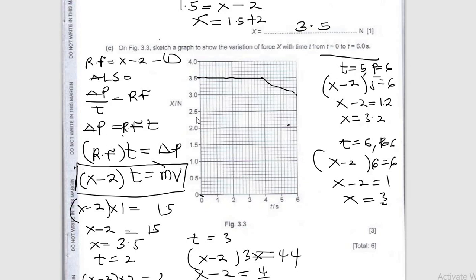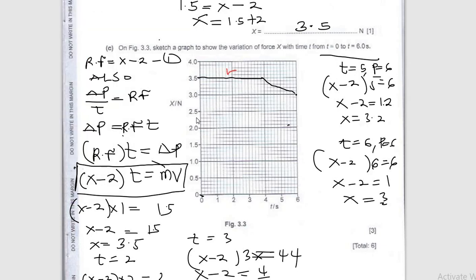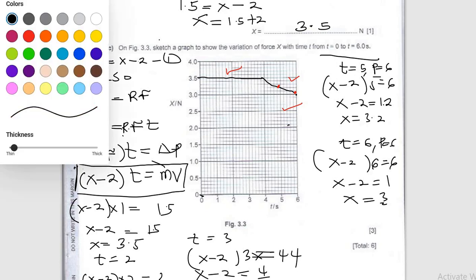So it's a 3-mark question. I think this will be 1 mark. The point at 5, 3.2, and the point at 6 should be 1 mark. Or the shape is another 1 mark, and these 2 points 1 mark, making 3 marks. I'm very sure you understand the question. Let's move to the next one.